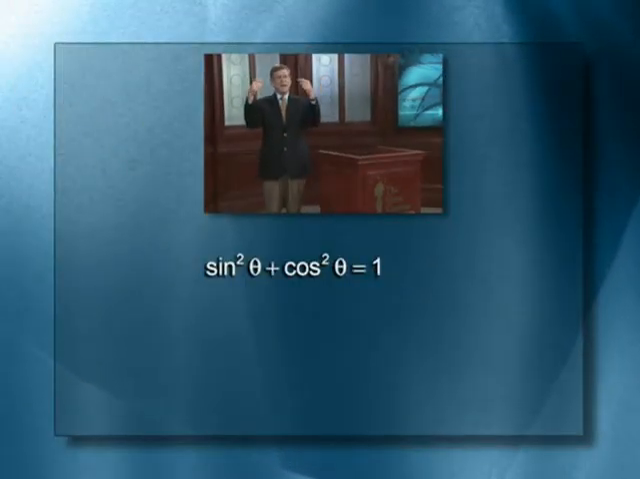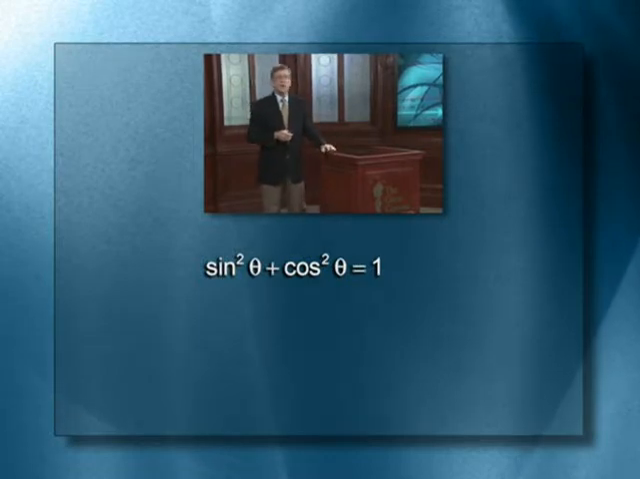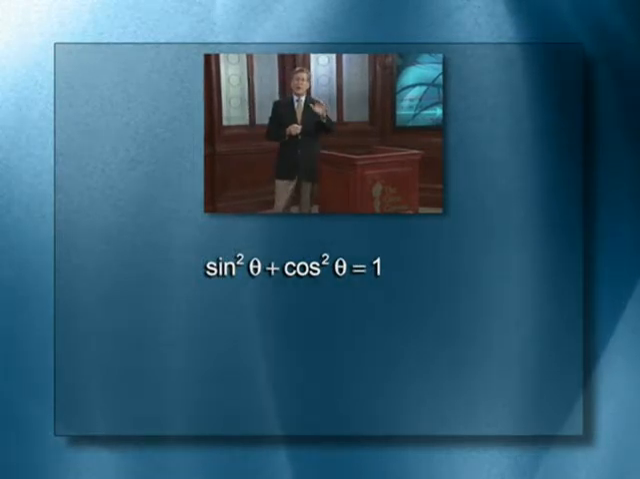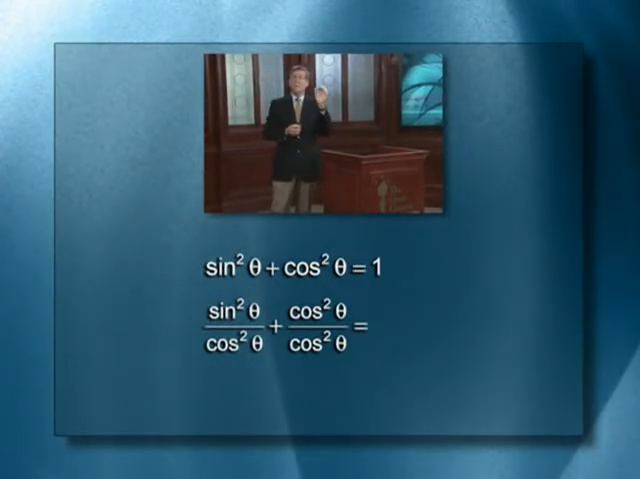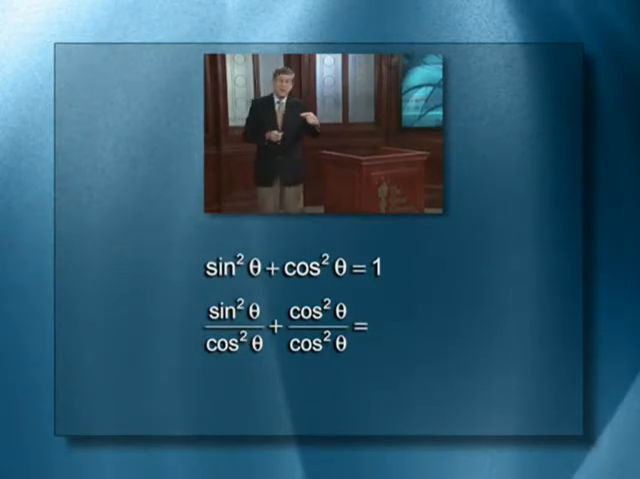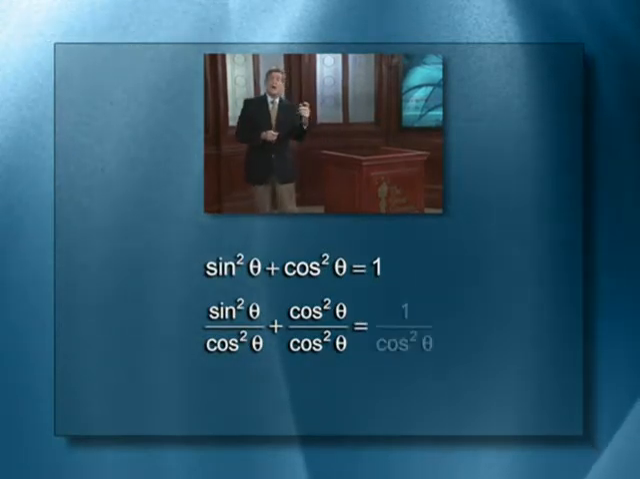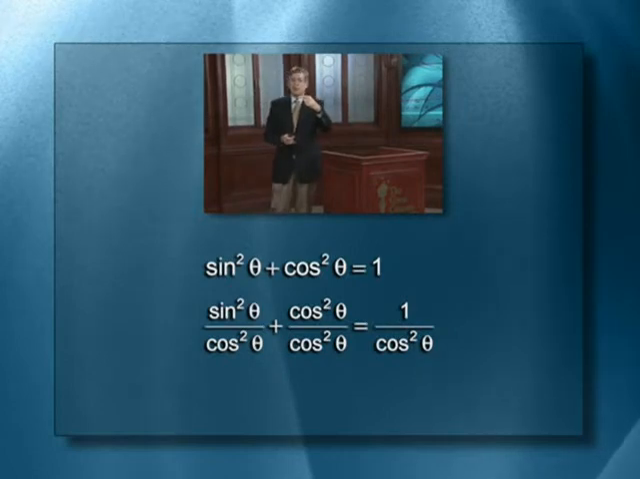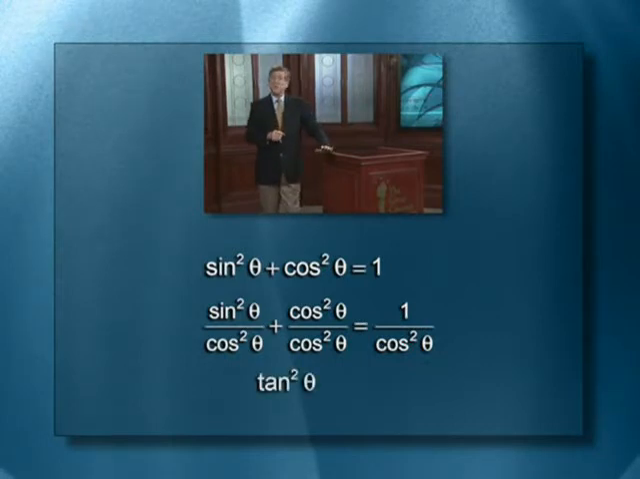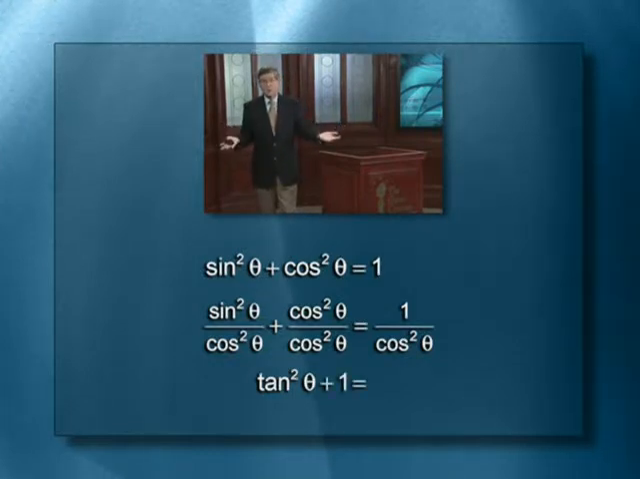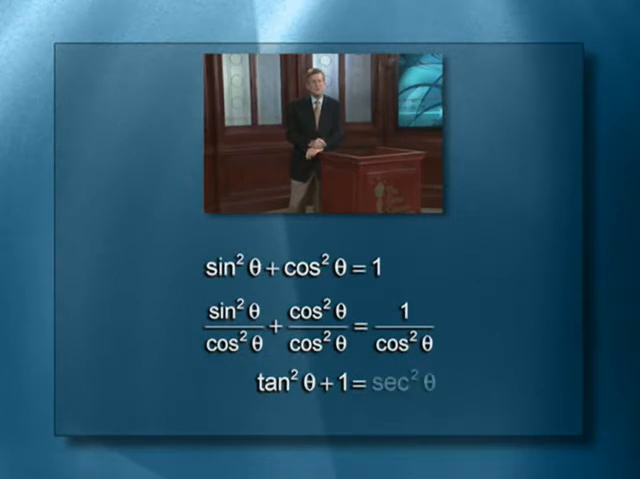Here's what you do. Start with the original identity and divide both sides by cosine squared. Okay, so on the left you'll have sine squared theta divided by cosine squared theta plus cosine squared theta divided by cosine squared theta, and on the other side you have 1 over cosine squared theta. All right, simplify. What's sine over cosine? Tangent. So the first term is tangent squared theta. How about cosine squared over cosine squared? Duh, that's 1. And how about 1 over cosine squared?